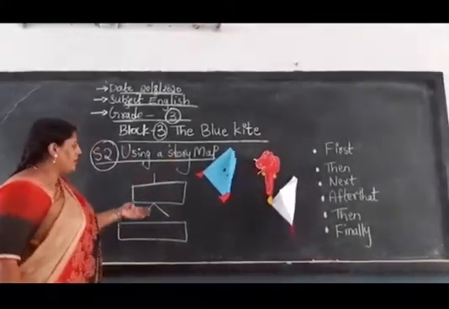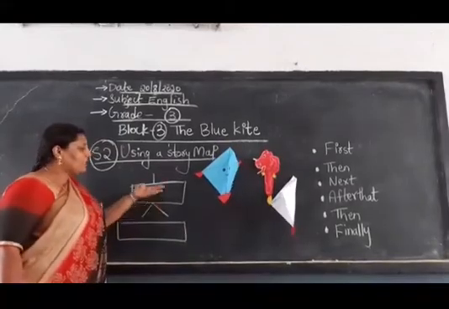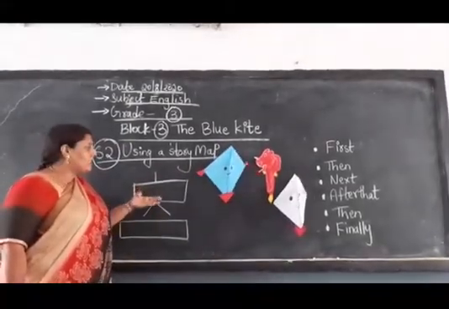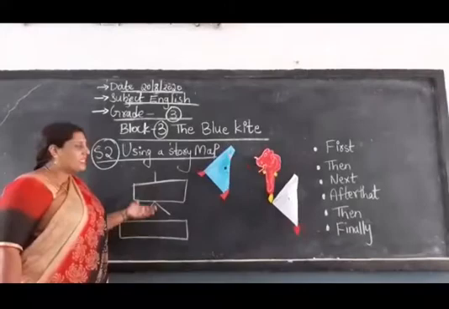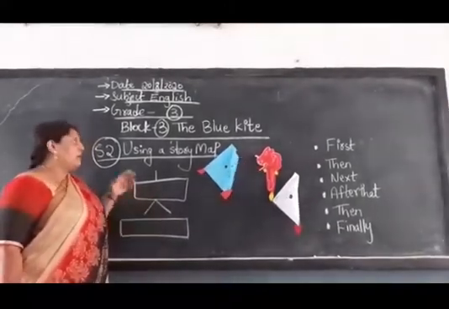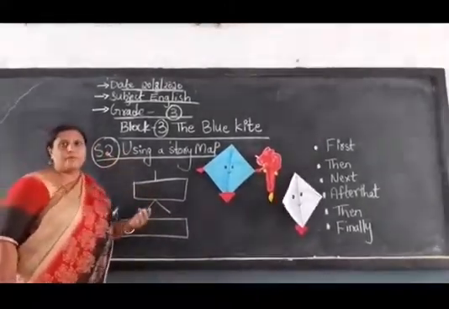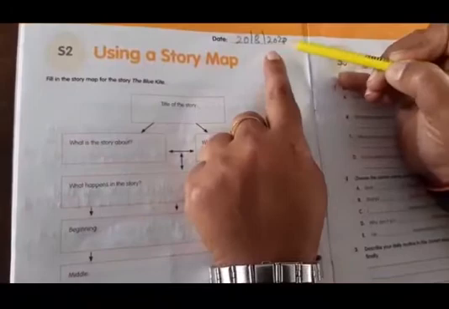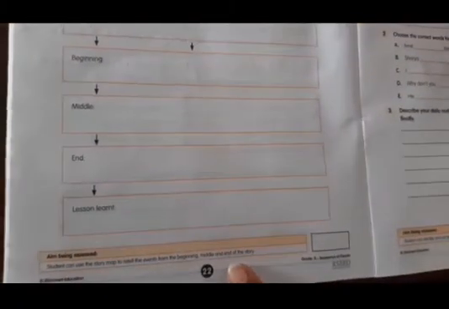Like this you should write. In these boxes, he is asking you a few questions, and you should answer his questions. Okay, this we will see in the workbook. Children, kindly open your workbook S2, using a story map. Write today's date, 20-8-2020. See page number 22. Turn to page number 22, S2 using a story map.